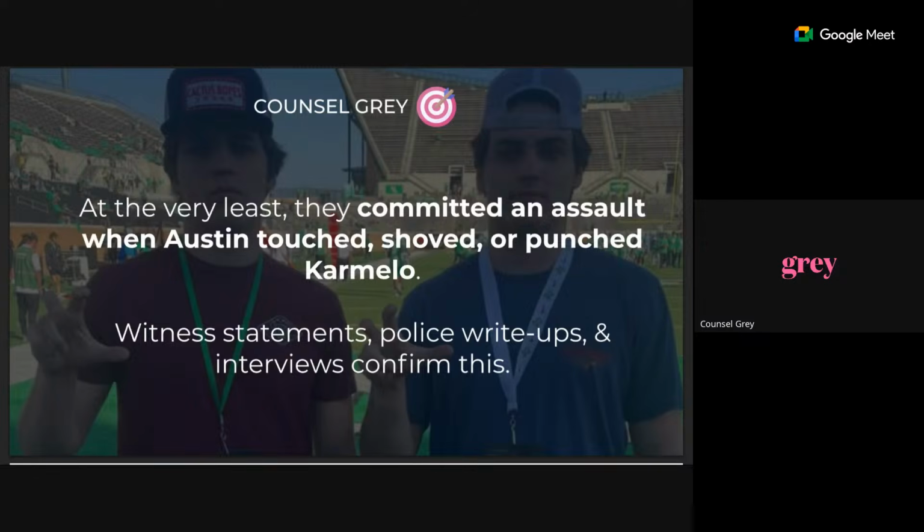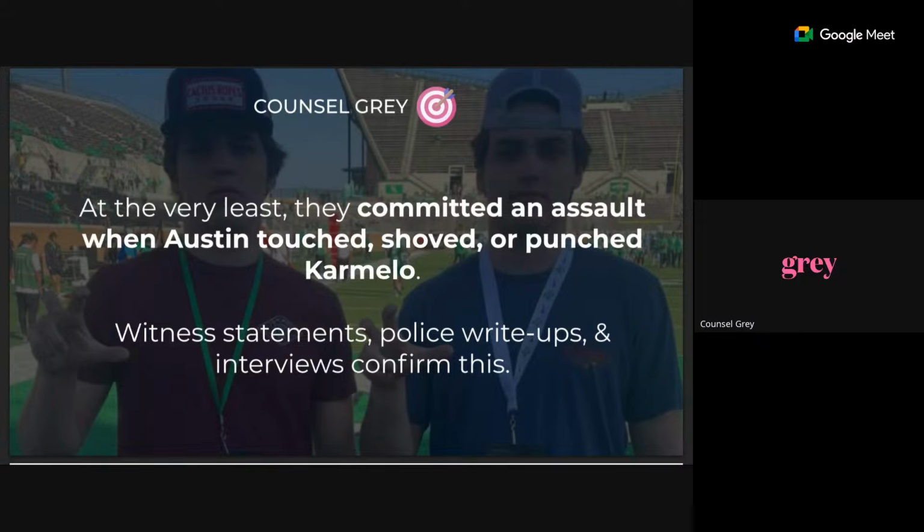We'll get to that in a minute. They initiated the exchange by walking up to him, and they initiated the first contact, whether it was a shove, whether it was a push, whether it was a punch. One witness said that the 2 of them jumped Carmelo, right? We still have to wait for the evidence to come out. But what is clear is that there was some type of an assault.